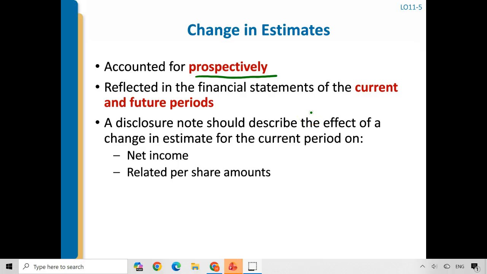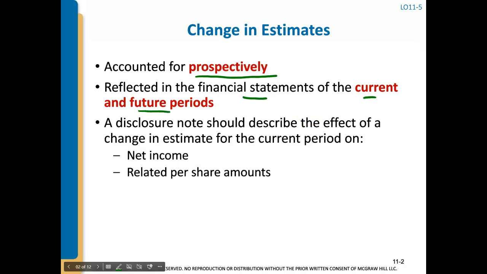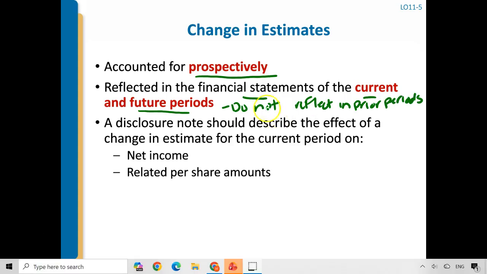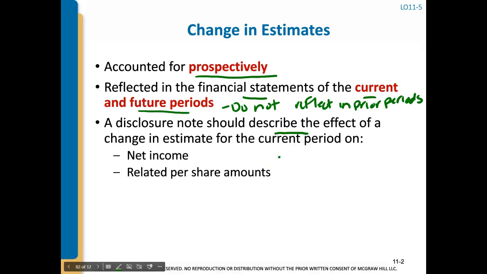That means that when we make the change, we only reflect it on the financial statements in the current period and future periods. We do not reflect it in prior periods. We don't restate our financial statements or make any sort of adjustment in any prior periods. When you have a change in estimate, within the disclosure notes to the financial statements you should describe the effect of the change on net income and any related per share amounts, which means earnings per share.